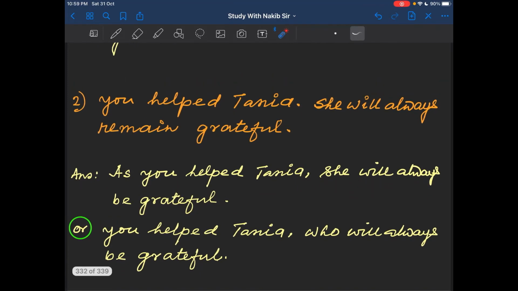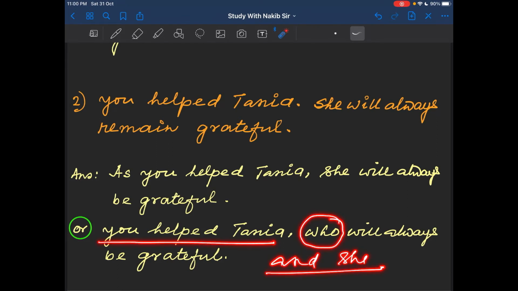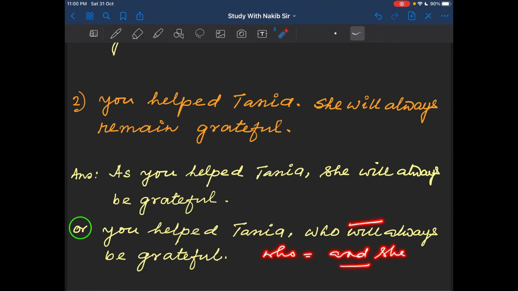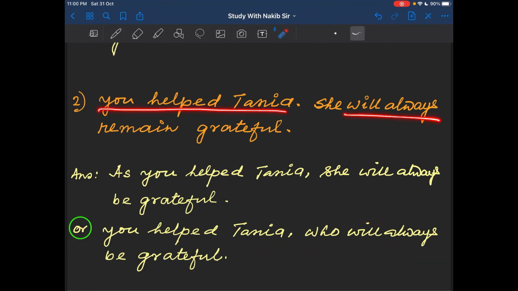Or see, I told you, use "and he". See how it is used. You help Tanya, comma, who will always be grateful. This "who" means "and she". So you help Tanya and she will always be grateful. Who will always be grateful is a continuative relative clause. Here "who" means "and she", and this is a compound sentence. So you can join these two sentences this way or this way.